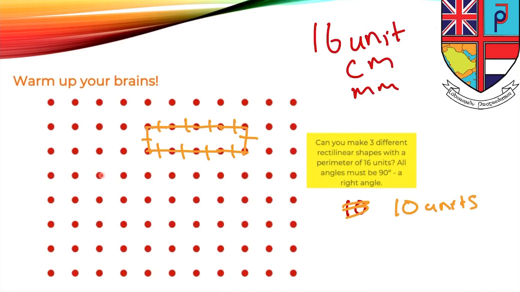So you go ahead and draw three of them, or as many as you can, with a 16 units perimeter. I'm going to pause it. You can pause it too, and we'll get back together in a minute.